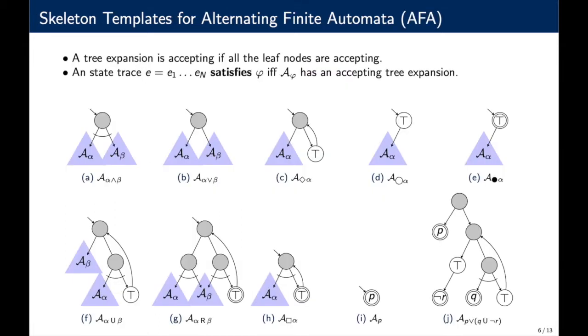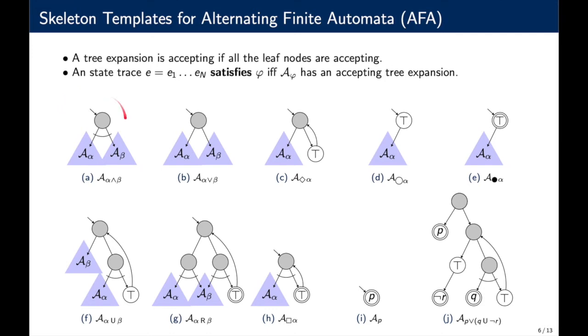So we mentioned that we are going to learn automata, in particular alternating finite state automata. An AFA can be thought of as a tree. And what we see here are different subtrees that are skeletons, each one associated with a different subformula. So what we see here is a skeleton for the formula alpha and beta, and a skeleton for the formula alpha or beta, and a skeleton for the formula eventually alpha, etc.